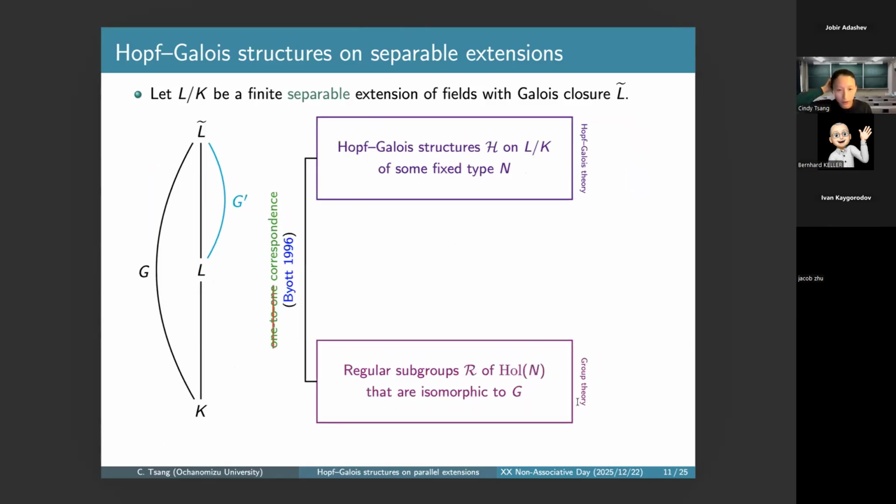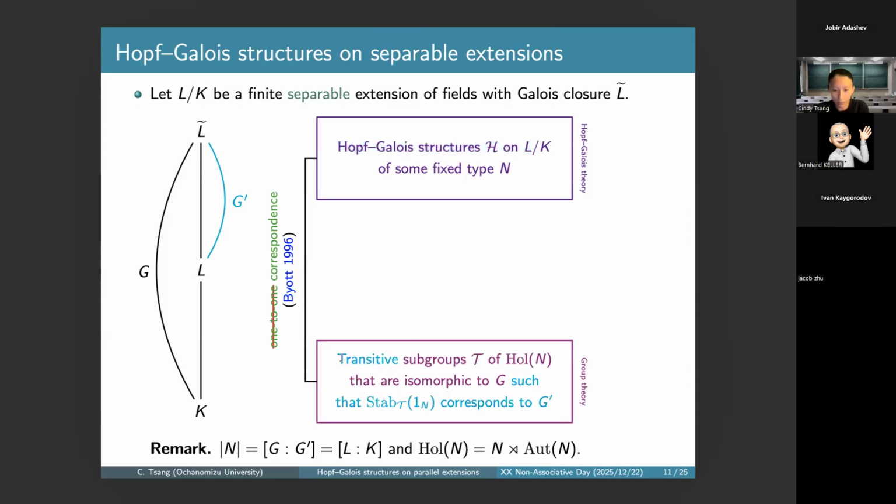And same as the Galois case, the result of Byott applies in the separable case as well. The difference is that in the Galois case, you have a correspondence between Hopf Galois structures of some fixed type N and the regular subgroups of the holomorph that are isomorphic to G. In the separable case, instead of looking at regular subgroups, you want transitive subgroups that are isomorphic to G. And you also need to throw in this extra condition. Not just transitive subgroups isomorphic to G, but because the G prime here also matters, you want an isomorphism that takes this G prime to the stabilizer. So you need the stabilizer to correspond to G prime.